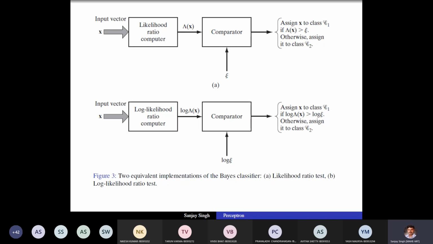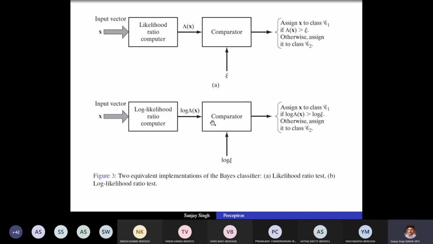Now, because most of the time these distributions are some sort of exponential function, it is easier to deal with the log likelihood function. First of all, log is a monotonic function, so it is not going to affect the actual behavior. Rather, it helps us simplify dealing with the exponential. So instead of taking the simple likelihood ratio, we take the log likelihood ratio. Instead of lambda x, we say log lambda x. When we take log of this, we have to take log of z as well. So in this case also, if log lambda x is greater than log z, then we classify to C1, otherwise we classify to C2.